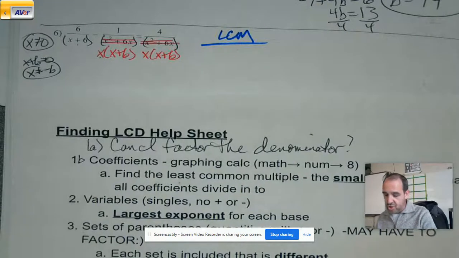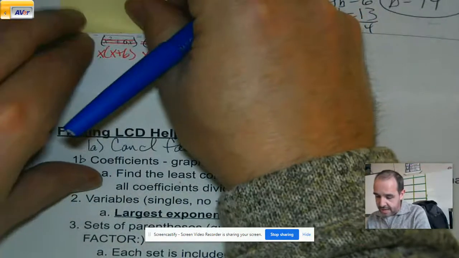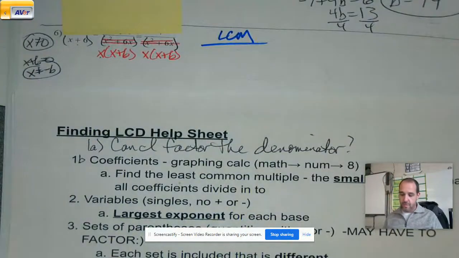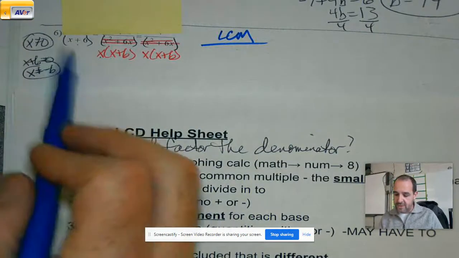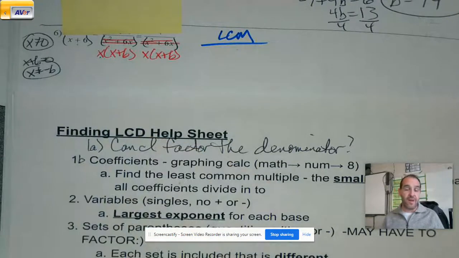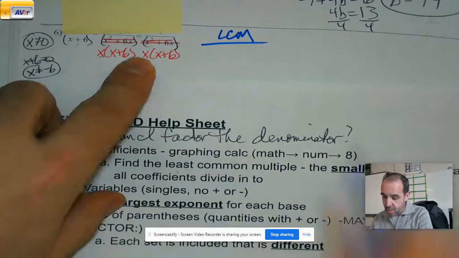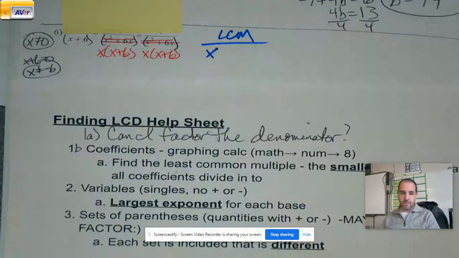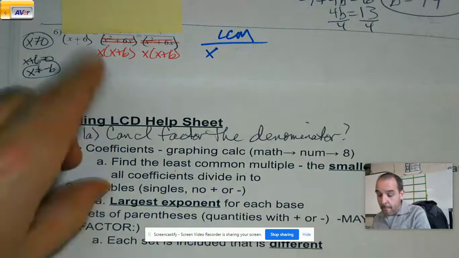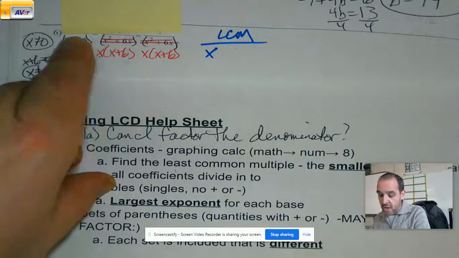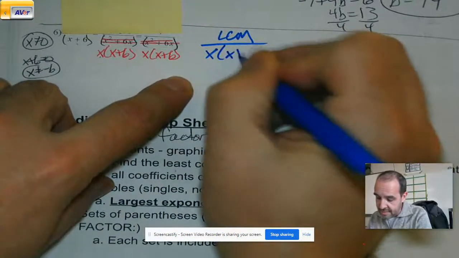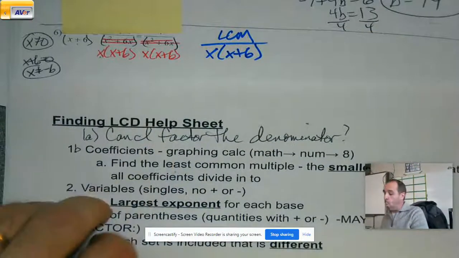Okay, again, just denominators. I don't care what's going on in the top yet. Any coefficients, numbers that are just hanging out outside the parentheses? No. Do I have any variables hanging out? I do. Plain old x. I use that. Okay. Any sets of parentheses? Yes. But since all of those are identical, I only need to use it once.